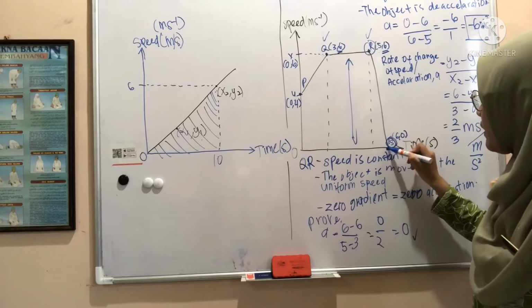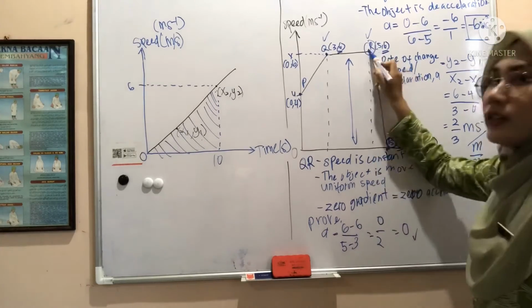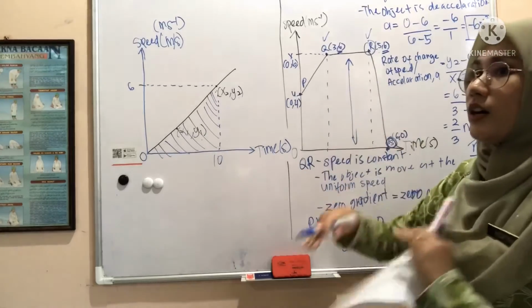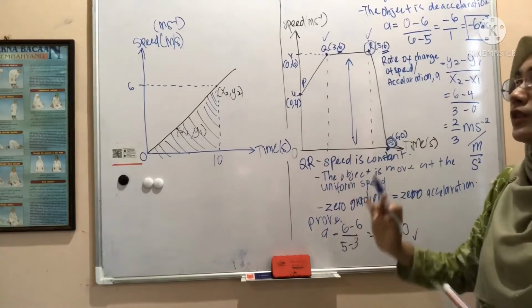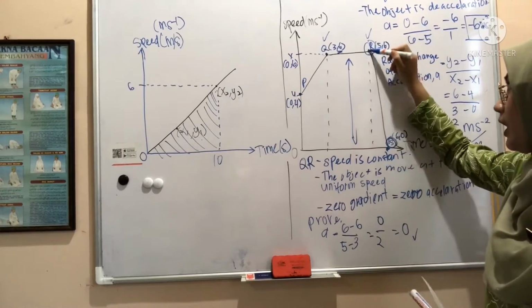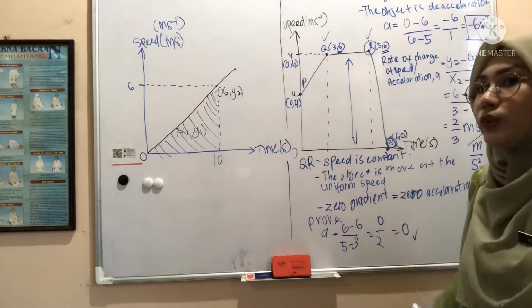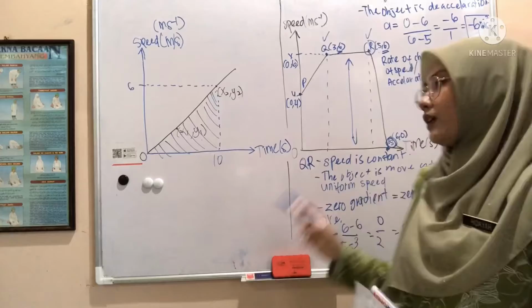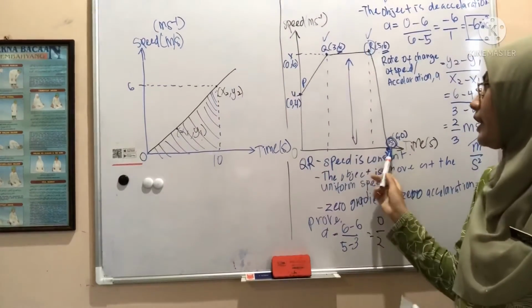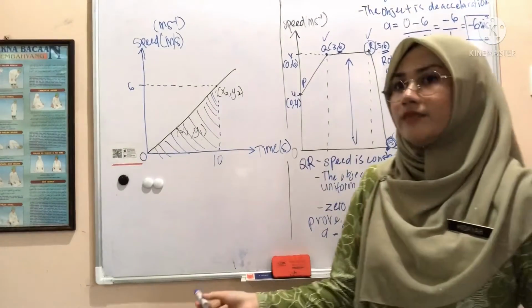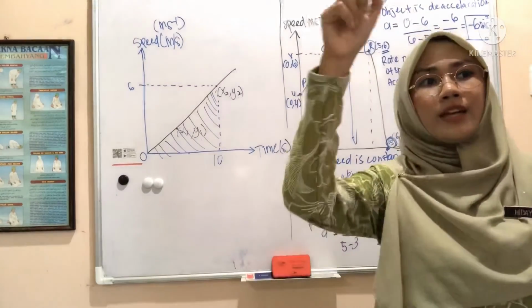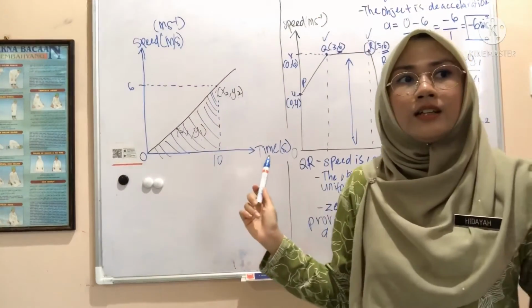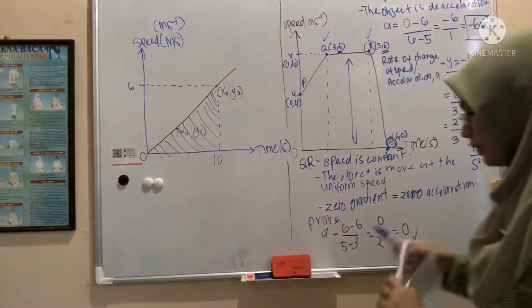So the final point is S, not R. Don't change it to R minus S, okay? Because we want to know from R to S. So it means coordinate S minus coordinate R. Alright? Do you clear? The person at the back, can you see? Okay, good. Alhamdulillah.